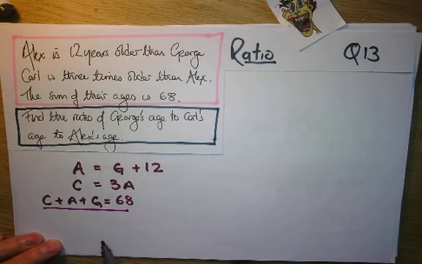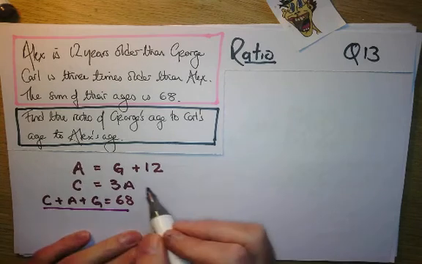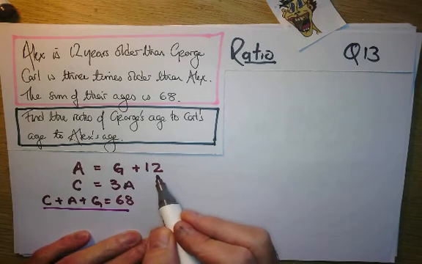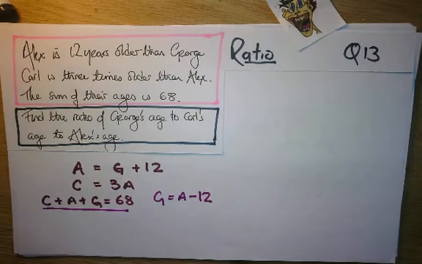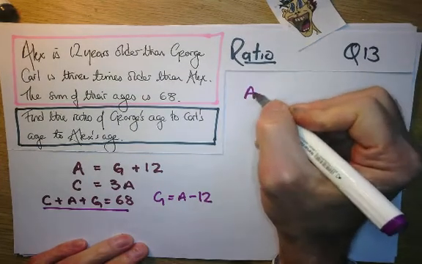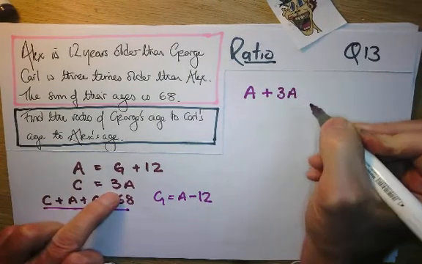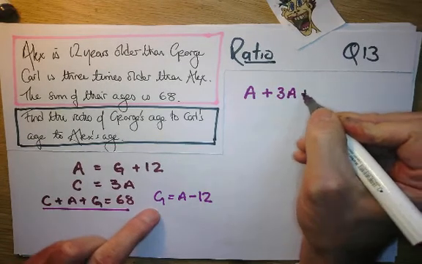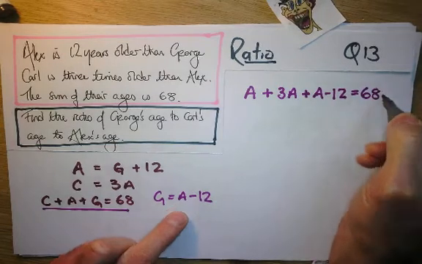So I've got to rewrite this now. Instead of C, I've got to substitute 3A in. Instead of G, I've got to put in what this would be here. So let's look at that one quickly. If Alex is George plus 12, then George is Alex minus 12. Now I can substitute it all in, put it into here. So I've got, of course, Alex plus, I'm going to write it Carl, but in terms of Alex. And then I'm going to write George, but using Alex's age. And we know that equals 68.